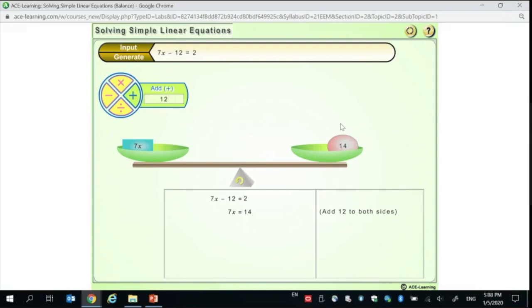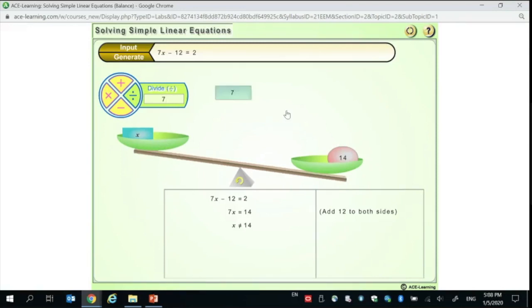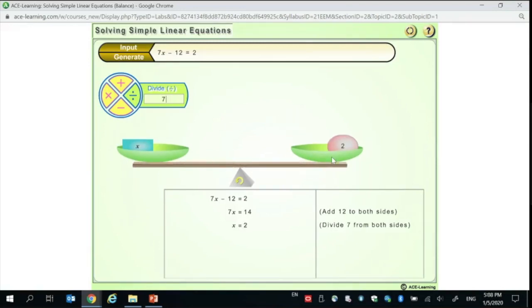So right now, I divide by 7 on both sides to find what is my x. Divide by 7 here, divide by 7. I'll get x is equals to 2. Let's go through another example.